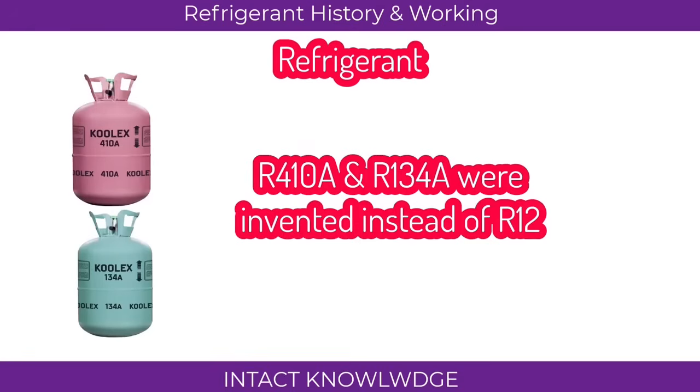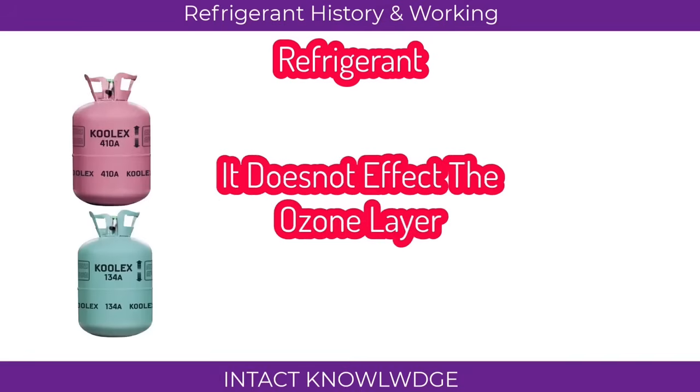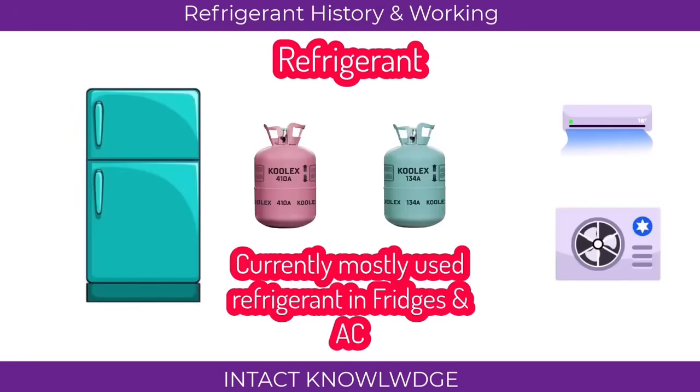R410A and R134 refrigerants were invented instead of these refrigerants. Hydrofluorocarbon chemical is used in these refrigerants. It does not affect the ozone layer. Now this refrigerant is being used in most AC and fridges.